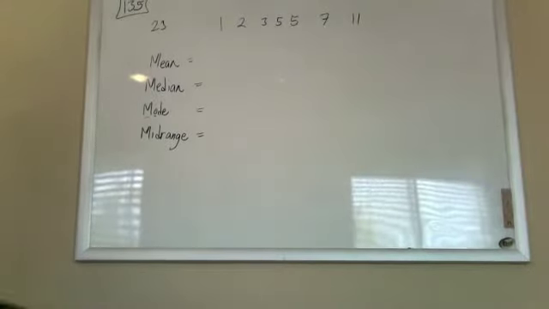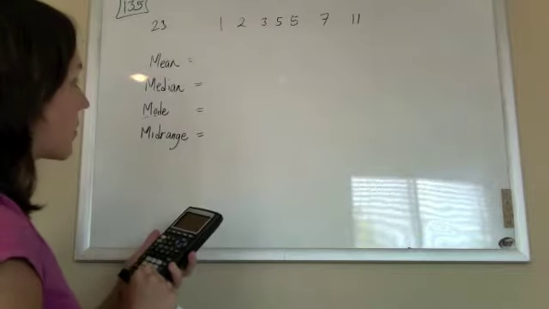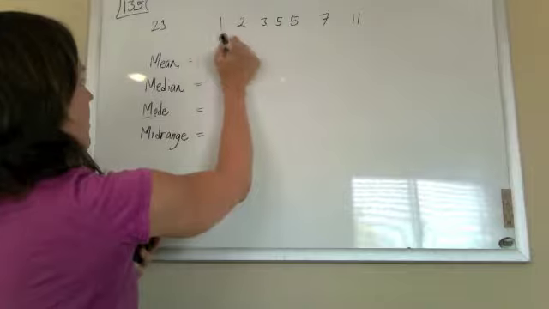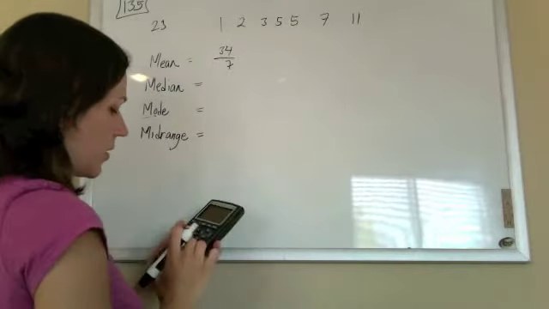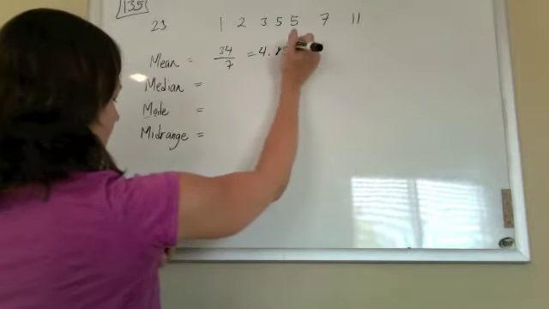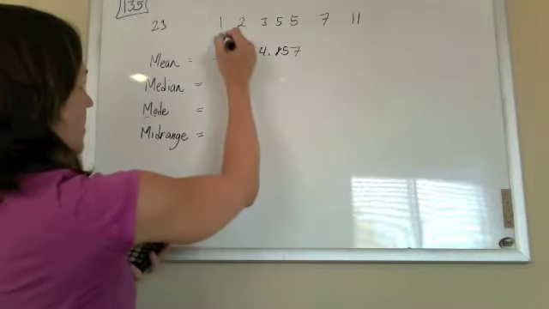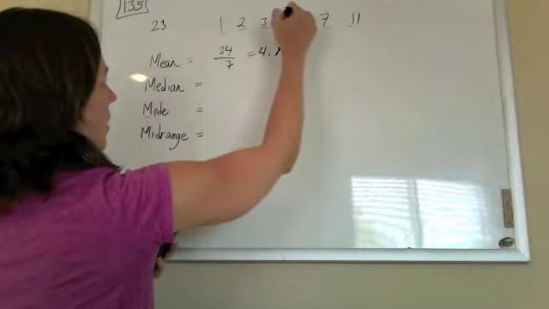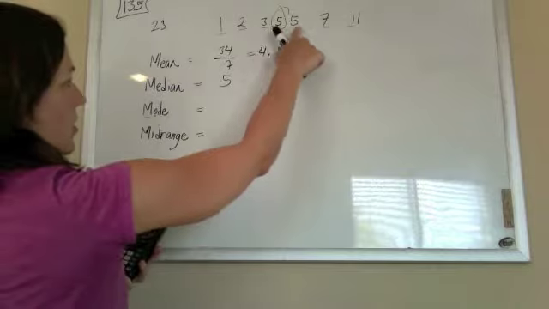So mean, just add them all up. So 1 plus 2 plus 3 plus 5 plus 5 plus 7 plus 11 is 34 divided by 7. And that'll give me 4.875. Median is the middle number, so just keep crossing them off till you find the middle. It's 5. The mode is the one that occurs the most often.